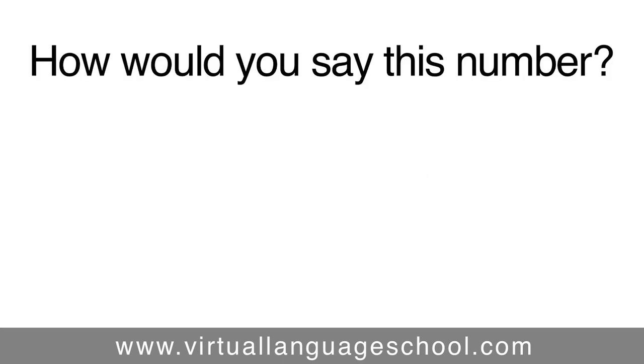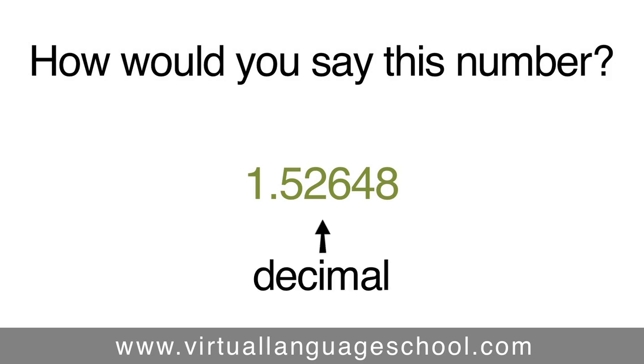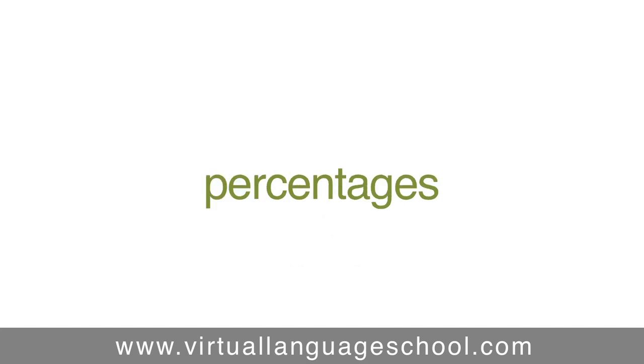Now how would you say this number? 1.52648. This number is called a decimal. A common mistake is to say the numbers after the point together, such as 1.52648. This is not right. The numbers after the point are inferior to 1 and must be pronounced separately, one at a time. 1.52648.